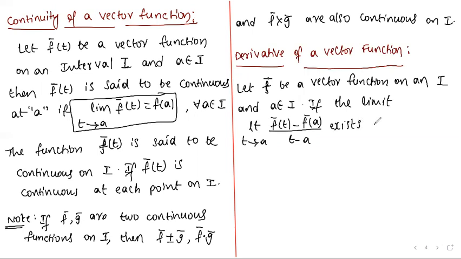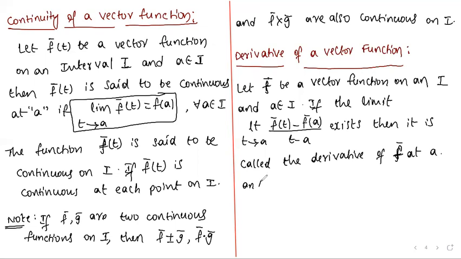then it is called the derivative of f bar at the point small a, and is denoted by f bar dash of a, or df bar by dt at the point t is equal to a.